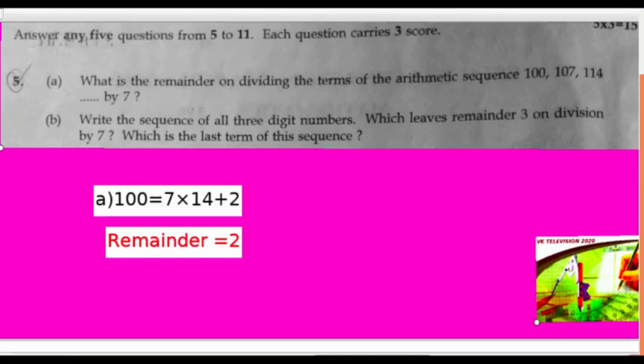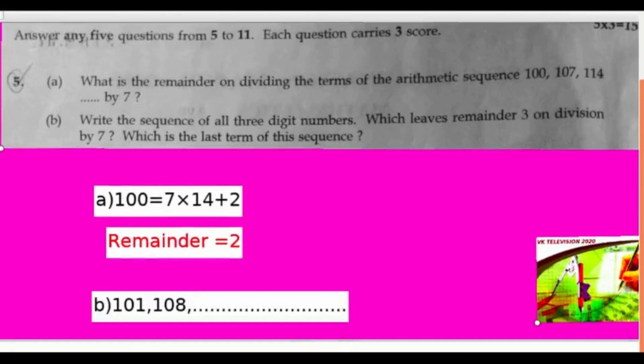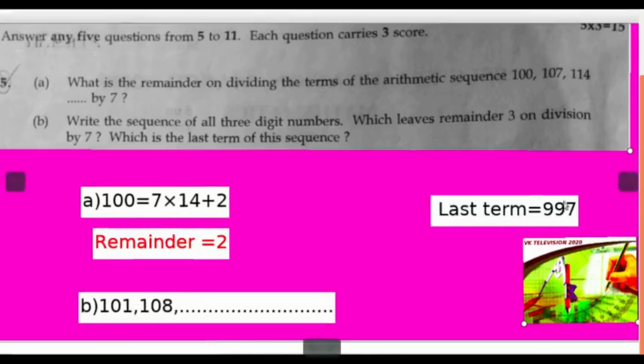So we first find out the first 3-digit number which leaves remainder 3 on division by 7. So the first number is 101. Second one is 108. 101 is the first number, 108 is the second number. So last term is 997. Okay. These numbers leave remainder 3 on division by 7.